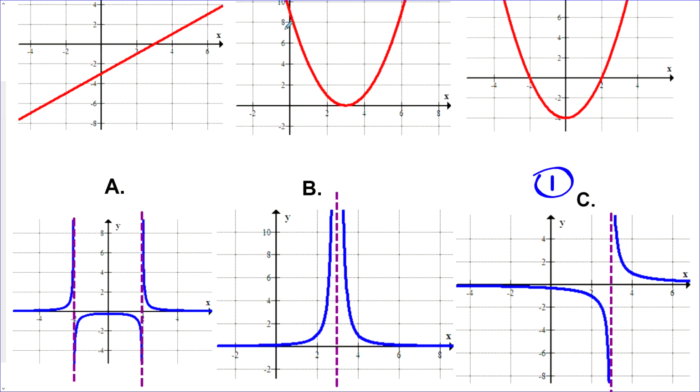Let's try the next one. This one also has an x-intercept of 3, but it's going down first, and then after the vertical asymptote, it's going up here, so it needs to go down in the reciprocal. So that would be this graph right here. Vertical asymptote at 3, going up and then down.